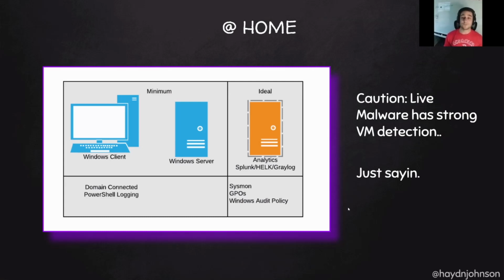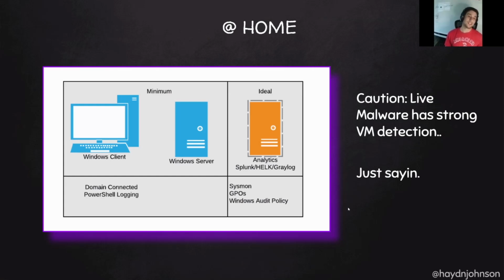So what I advise as a home lab, as a minimum, is a Windows client and a Windows server, domain connected, and PowerShell logging, especially if you want to do PowerShell stuff, because I just really like PowerShell logging and the script block logging. I find it's really awesome. And then the ideal one is Splunk or HELK and Graylog with Sysmon, your group policy objects, and audit policy, all doing all the threat optics.